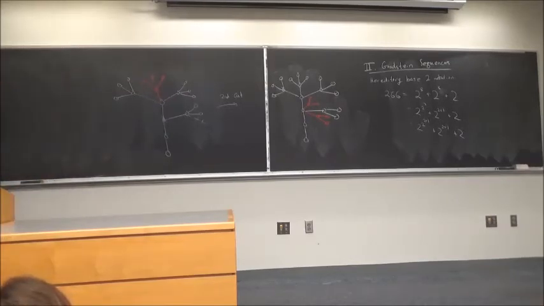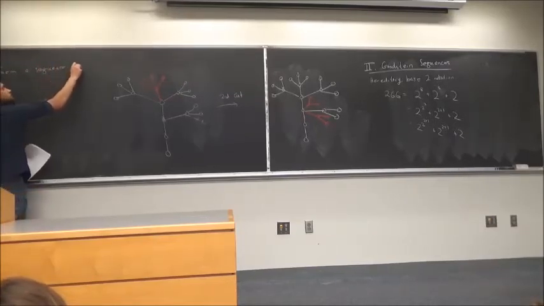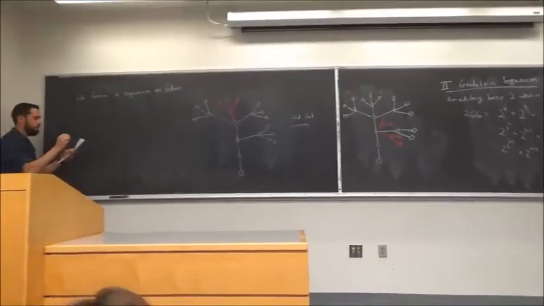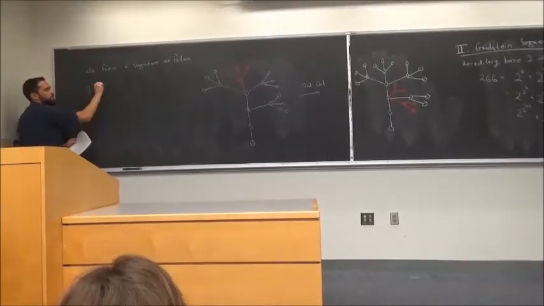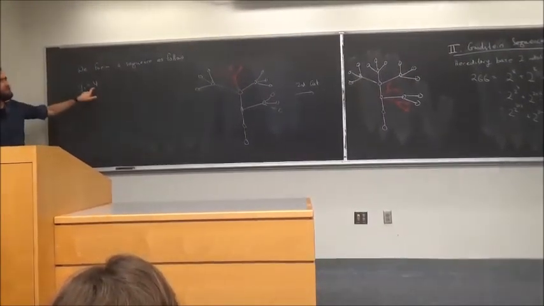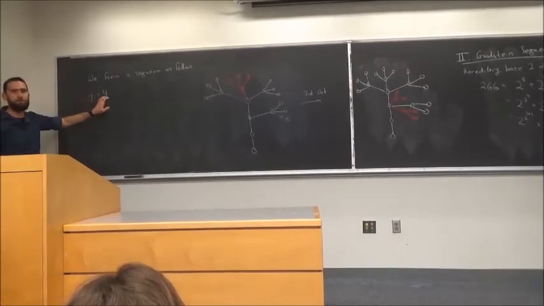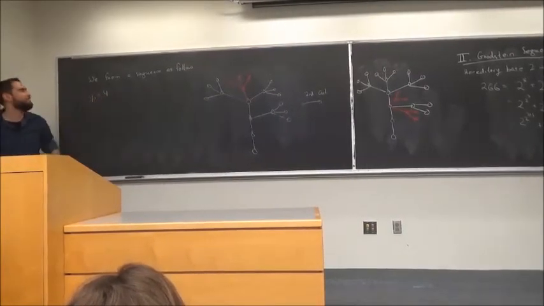So we form a sequence as follows. The first number, I'm going to call it G1. I'm going to start with the number 4. Realistically, we could start with anything. We could start with 5, 6, 7. We could start with 266 for all we care. I'm starting with 4 because 4 is going to be an easy example to start with.